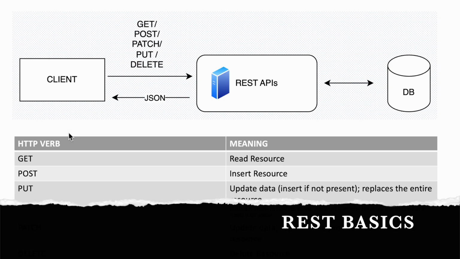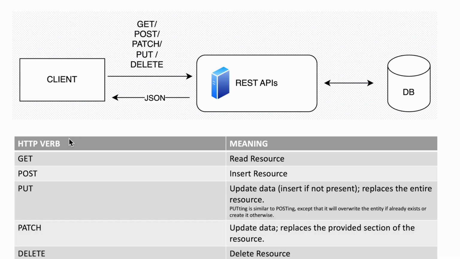Now if we have to see these HTTP verbs, GET is for reading the resource, POST is for inserting, PUT is for updating the data. PUT is the same as POST, but if the data is already present, it replaces the resource data which is already there. PATCH is updating the data, so it replaces a specific section. Because PUT and PATCH are a little confusing, we will see them in more detail in the next slide. DELETE is meant for deleting the resource.